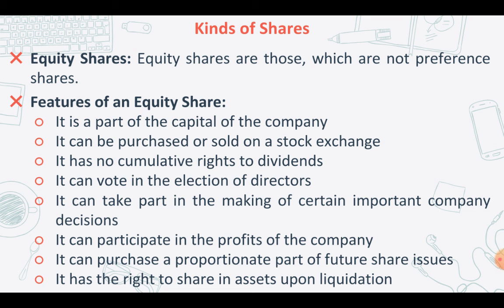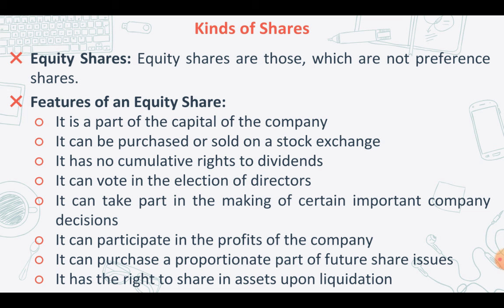So based on that, we can say that there are a few features of equity shares. Let's go through these features one by one. Firstly, it is a part of the capital of a company. Just like your preference shares, this is also part of the capital of a company, and it can be purchased or sold on a stock exchange. Additionally, it has no cumulative rights to dividend. If you're not paid this year, it doesn't mean it will be paid in the next year. As we said, it's very risky. You'll only be paid if there is any surplus profit.